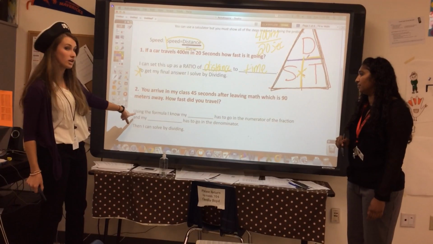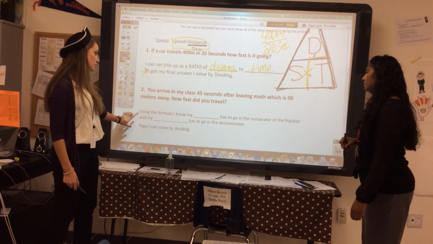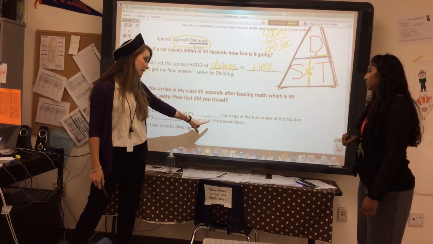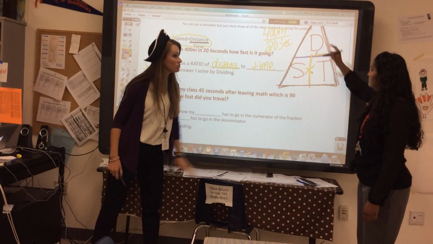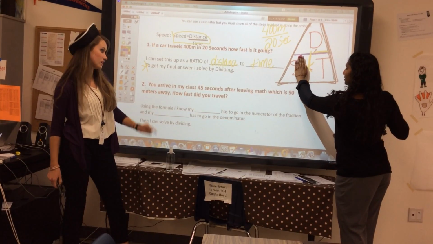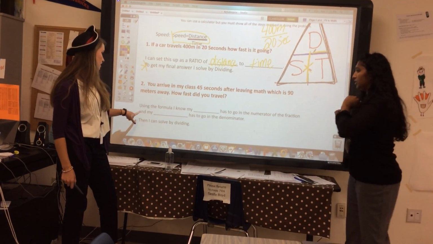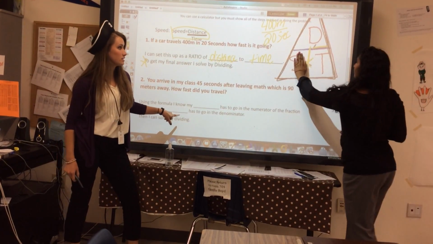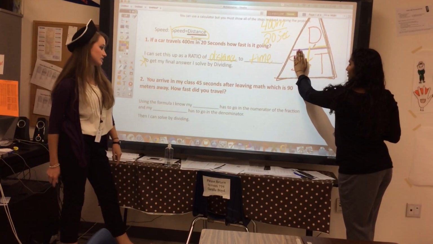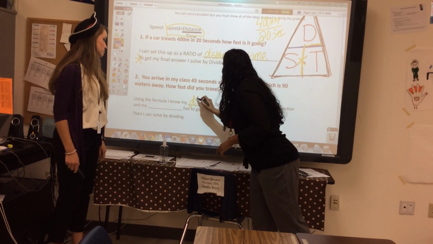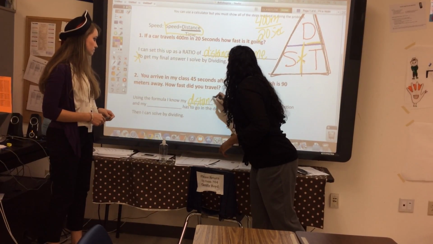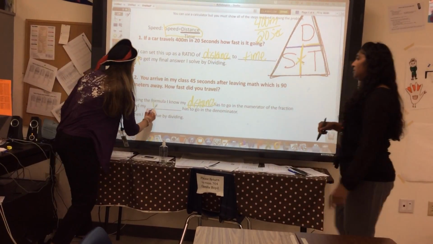So using the formula, you should be able to fill in these blanks. This should be in your journal. I know my blank has to go in the numerator of the fraction. So my distance has to go in the numerator of the fraction. And my time has to go in the denominator. So in our blanks, we should have distance and time.